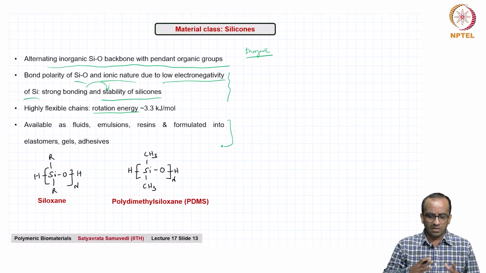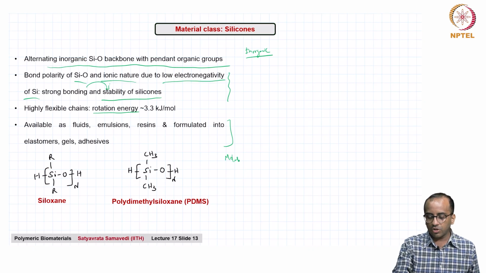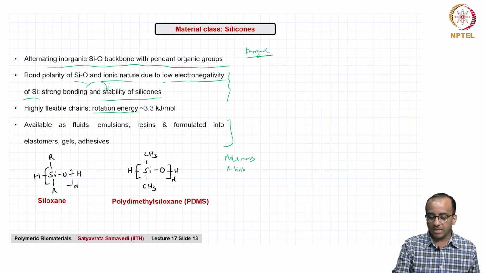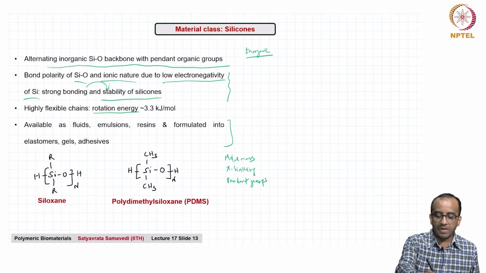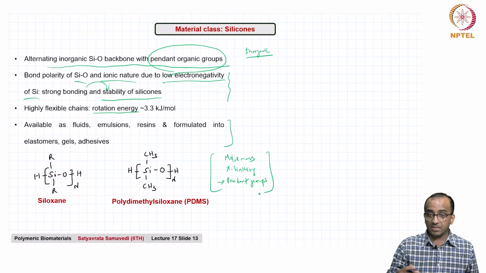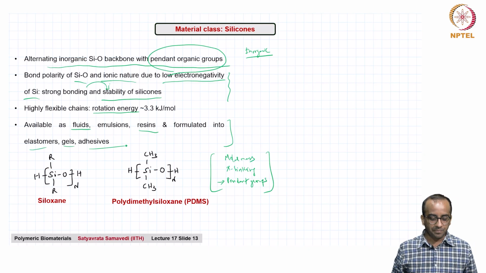Now, what explains this wide variety of properties? They can be changed based on a couple of factors. One is, of course, the molar mass. The second is the degree of cross-linking, for example. And the third is what type of pendant groups stick out. So these pendant organic groups I was talking about, what kind of groups are those? So when you have flexibility in all of these things, you can achieve a wide variety of properties going from fluids to resins to elastomers to gels to adhesives. That's the variety you have.